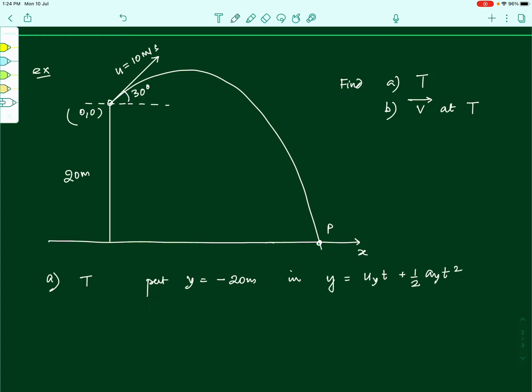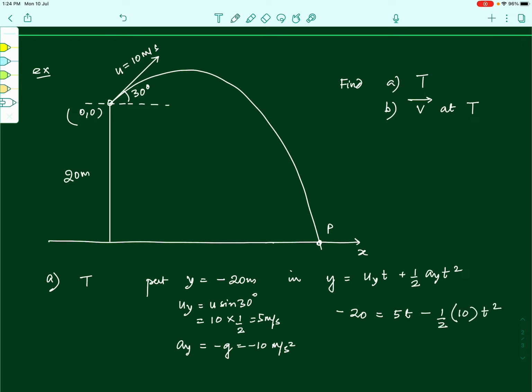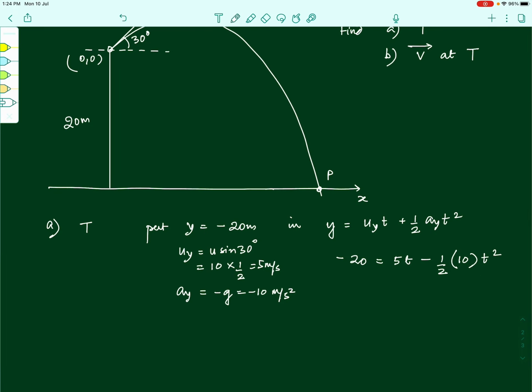So, what all do we have here? We have y is minus 20, uy, which will be u sine 30, substituting the values will be 10 into sine 30 is 1 by 2, that is 5 meters per second, and acceleration along the y direction we know is minus g, which will be minus 10 meter per second squared. We can substitute all these values over here to get minus 20 is equal to 5t minus half into 10 t squared, which when we solve will give us minus 20 is equal to 5t minus 5t squared, right.